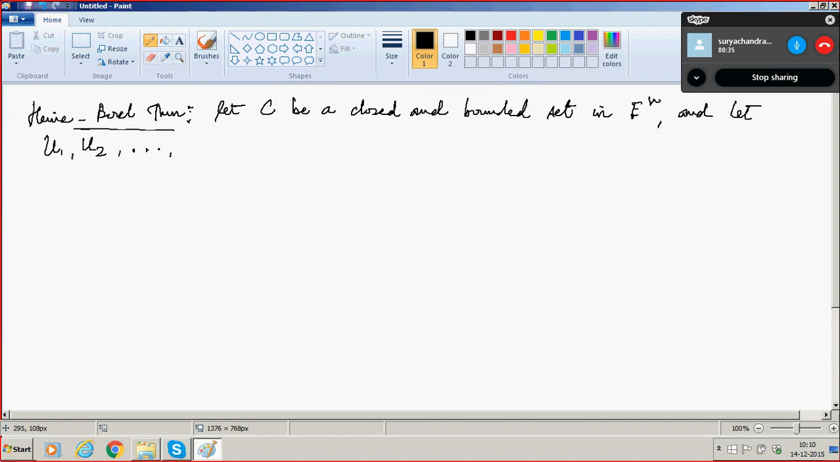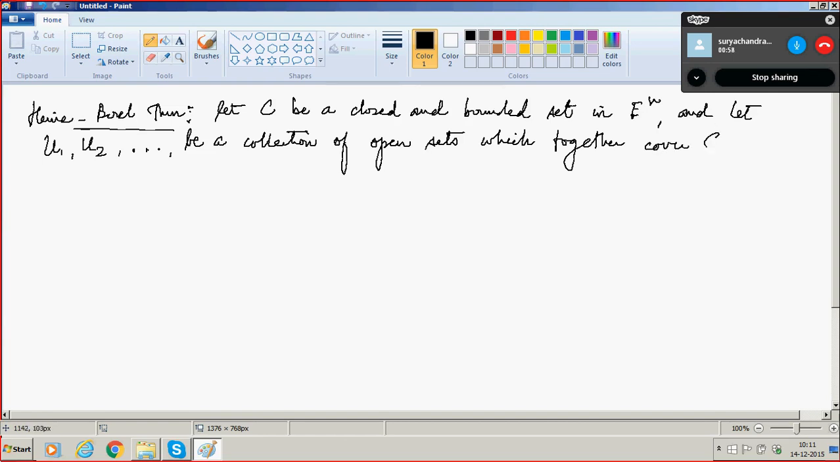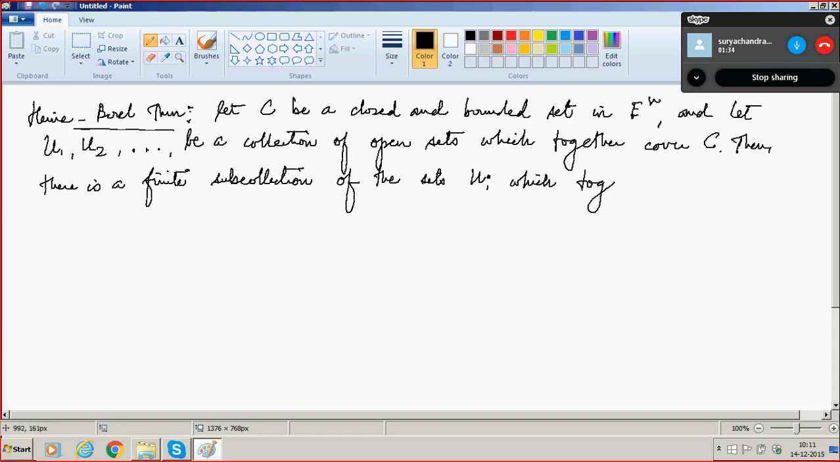Let U1, U2 be a collection of open sets which together cover C. Then there is a finite subcollection of the sets U sub i which together cover C. Follow?